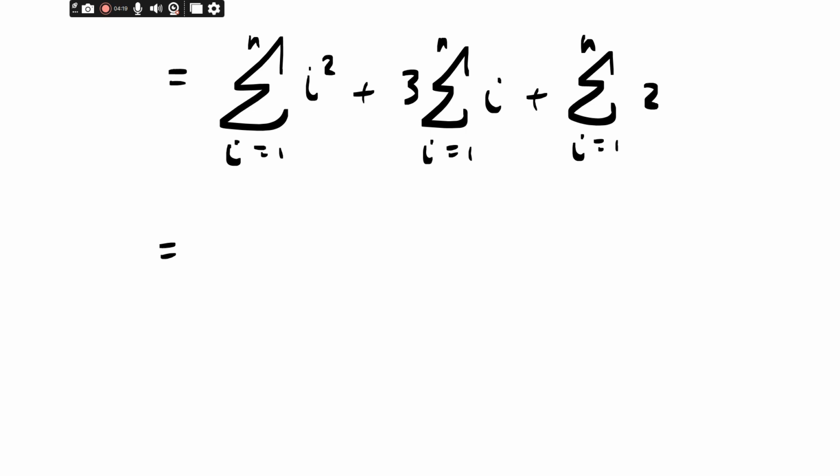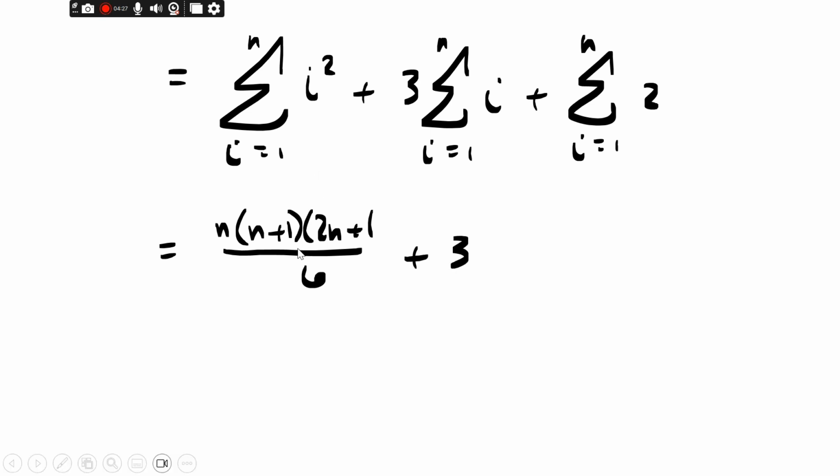Okay, now we know the formula for i squared is n times n plus 1 times 2n plus 1, all divided by 6. That's the formula for i squared. We have a 3 multiplying the i formula. The i formula is n times n plus 1 divided by 2. And if you have a constant, in this case 2, the end result would just be 2n.